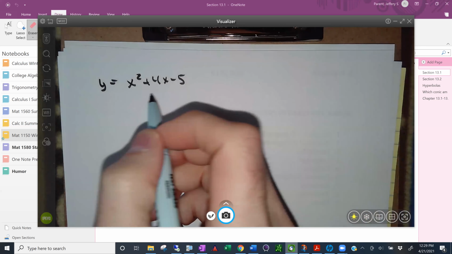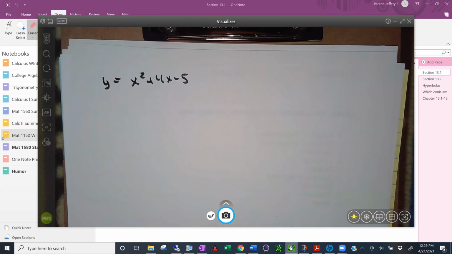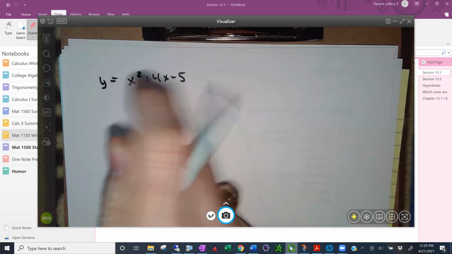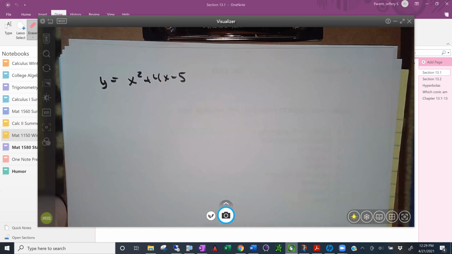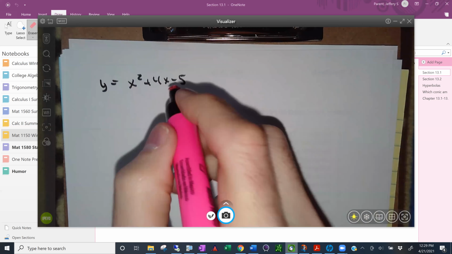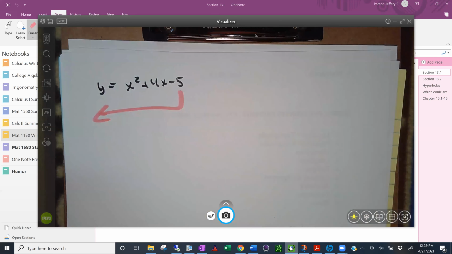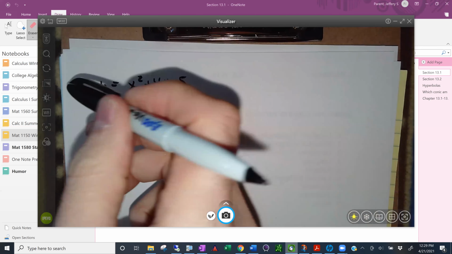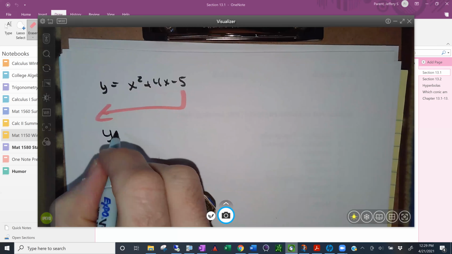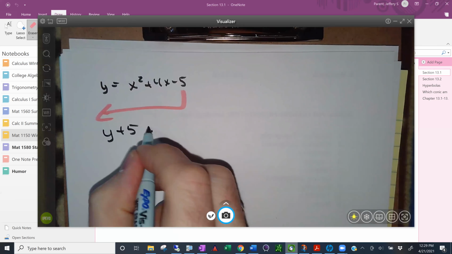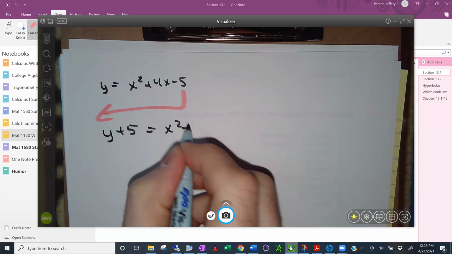Now, I'll show you two different ways to do it. I'll show you my way first, and then I'll show you the way that WebAssign might want you to do it. So my way is to look at this and say, you know what? This isn't a perfect square. So I'm going to start by moving the 5 to the other side. And when something changes sides, what else changes? Signs. So we get y plus 5 equals x squared plus 4x.